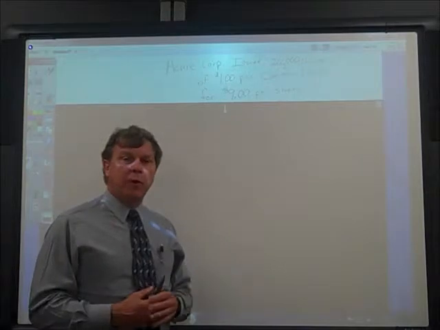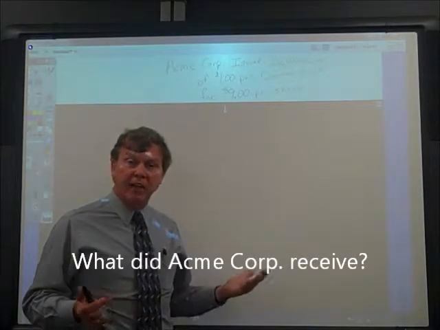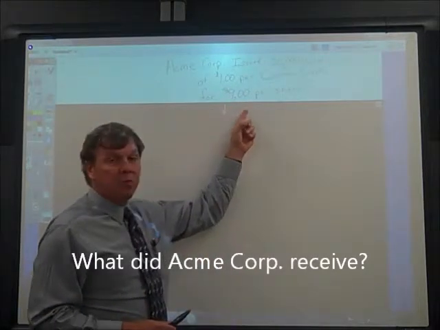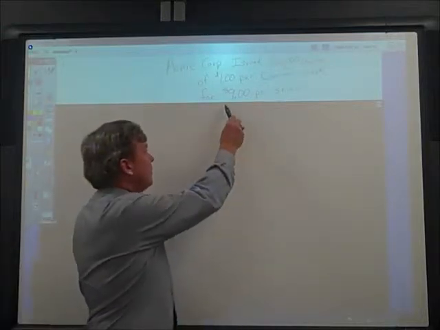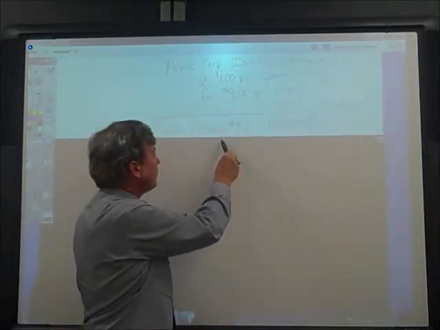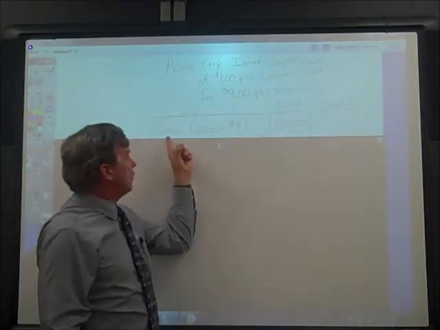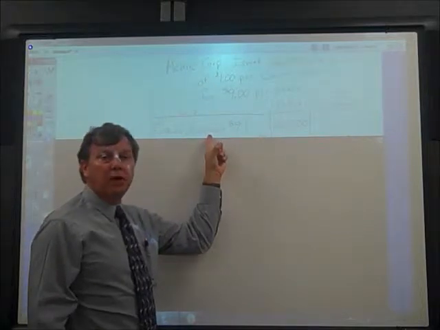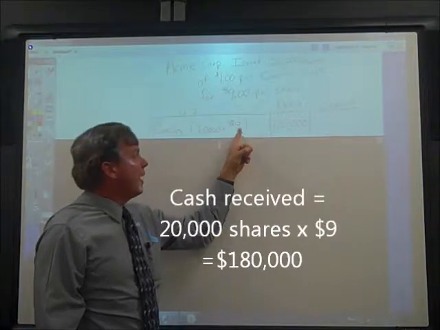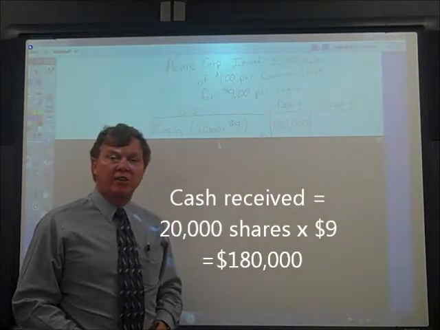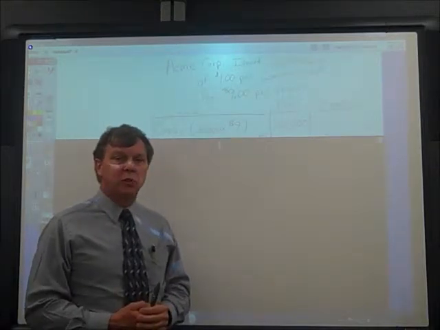So the first part, we have to ask, what did the company receive in that transaction? Well, they got cash. They got $9 per share, and they sold 20,000 shares of common stock. So the first part of the transaction is saying that we receive cash. You take 20,000 times the market price, what a willing party was willing to pay for it, and that means we receive $180,000 of cash, and we're going to debit the cash account for $180,000.